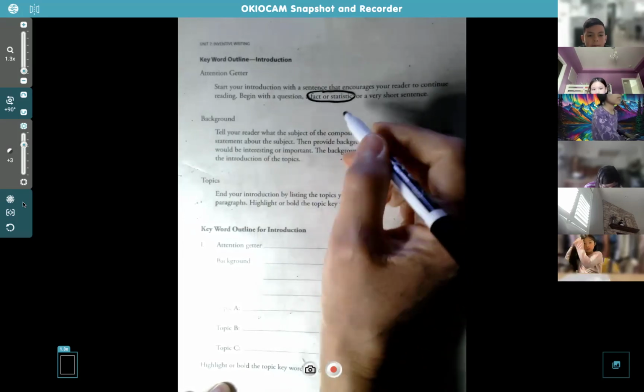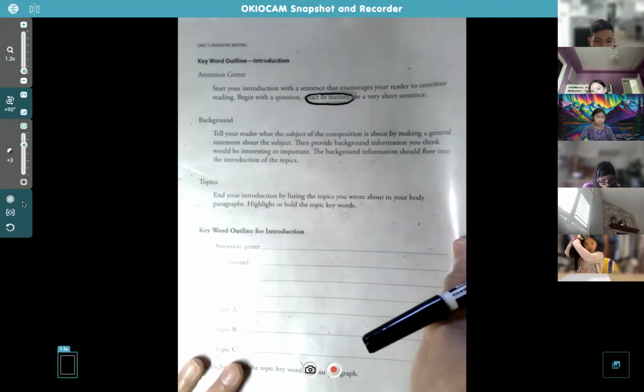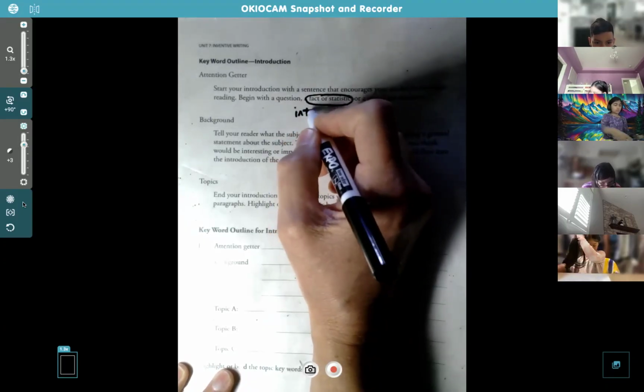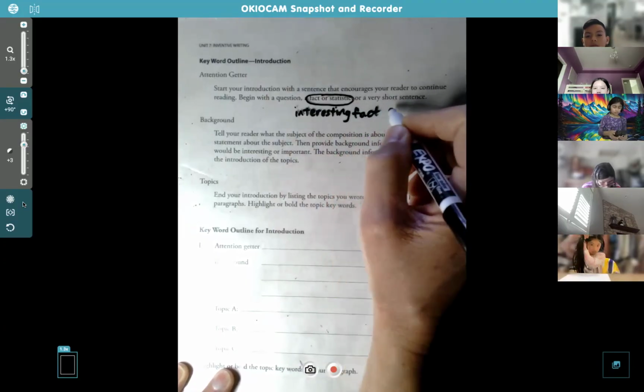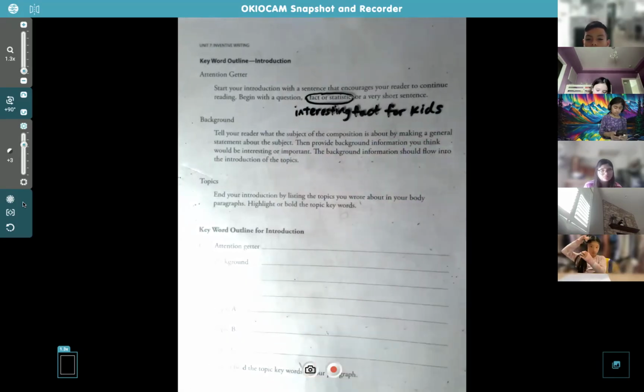And you're going to look for, like, when you go to Google with your parent, you can Google interesting fact for kids. Okay, that's how you would Google it. Interesting fact about Japan for kids. Interesting fact about Ireland for kids. Interesting fact about Nepal for kids. Okay, so make sure you guys use for kids.